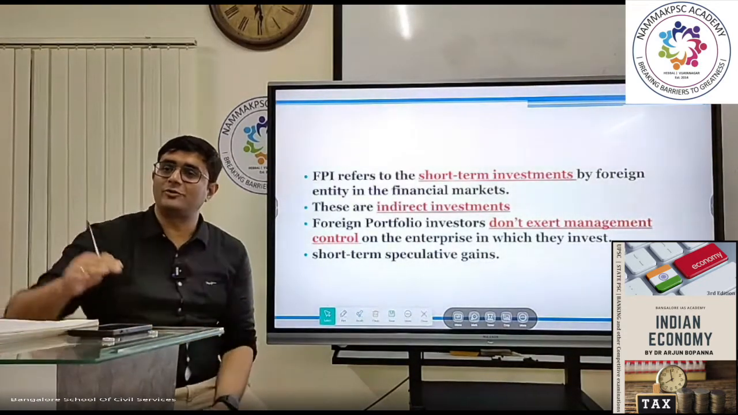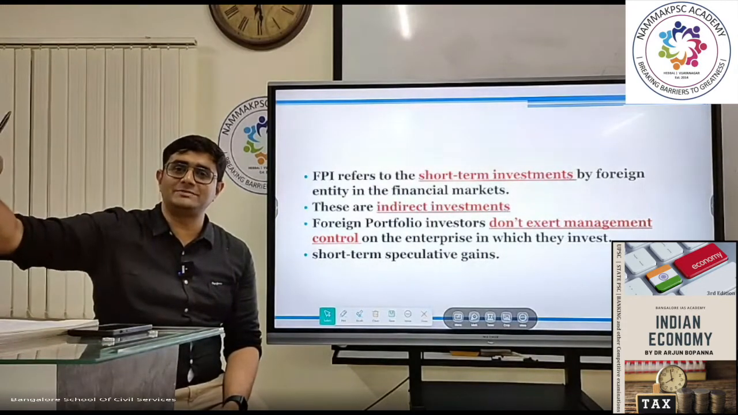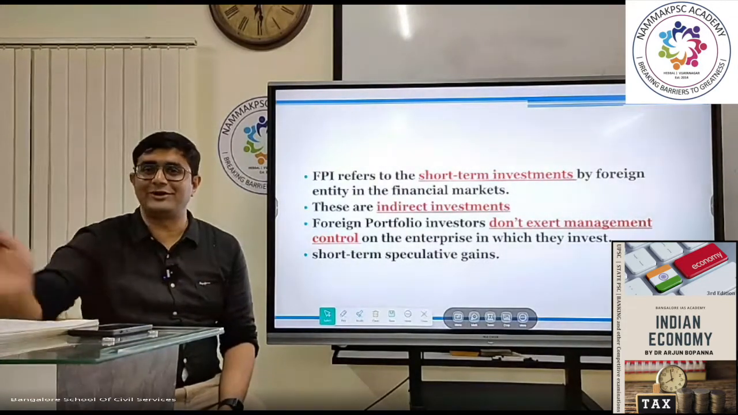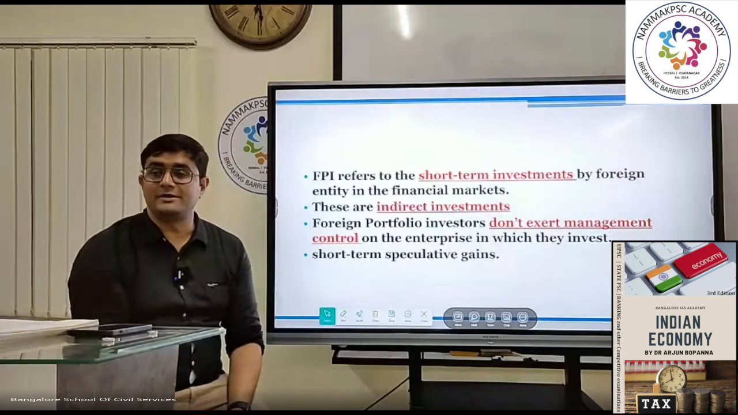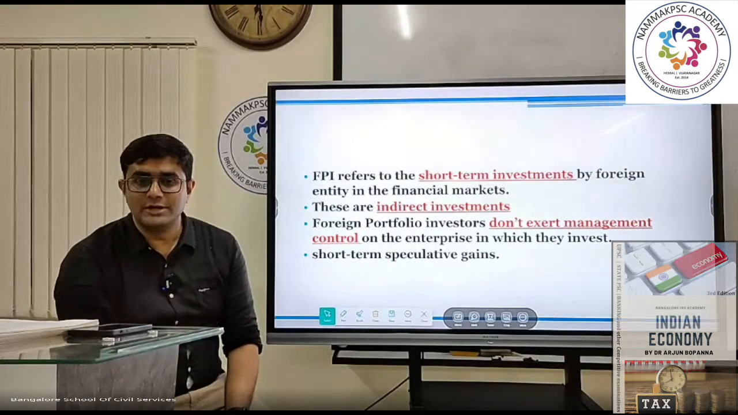That's all. They will come and invest in India. If their shares are going up, they will keep their investment. If shares are going down, they will withdraw it and go to some other country. That is what foreign portfolio investment is.